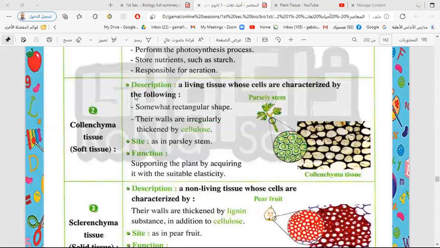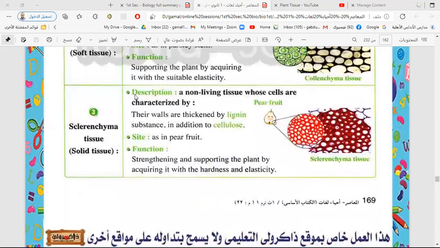Let's move to the third type of the simple tissue, which is, as you see here, the sclerenchyma tissue. It has cells of a hexagonal shape, and the cells are thickened with what? Thickened with lignin and cellulose. In addition to cellulose, there is another material which thickens the wall of the cells, which is lignin. So it is a very, very strong tissue.